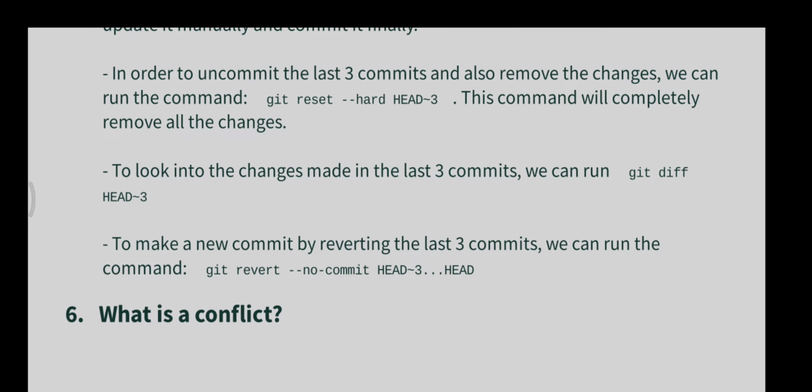In order to uncommit the last 3 commits and also remove the changes, we can run the command git reset --hard HEAD~3. This command will completely remove all the changes. To look into the changes made in the last 3 commits, we can run git diff HEAD~3. To make a new commit by reverting the last 3 commits, we can run the command git revert --no-commit HEAD~3..HEAD.